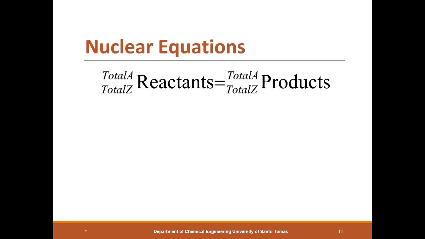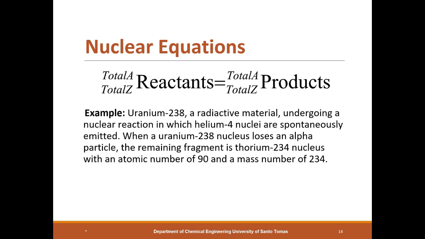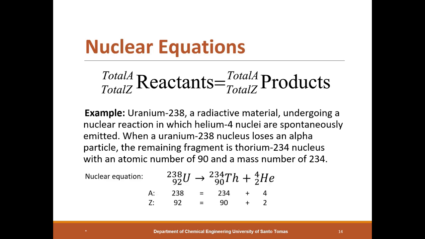Here is another example that will allow us to apply these rules. Here, uranium-238, a radioactive material, undergoes a nuclear reaction in which helium-4 nuclei are spontaneously emitted. When a uranium-238 nucleus loses an alpha particle, the remaining fragment is a thorium-234 nucleus with an atomic number of 90 and a mass number of 234. The nuclear reaction is given in this manner.